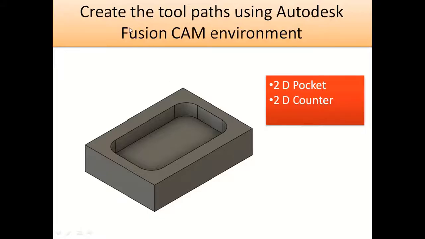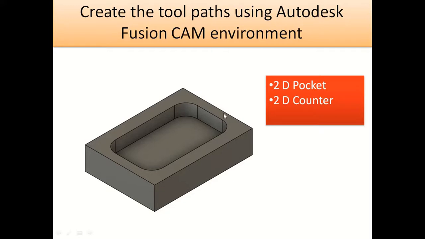So today we are creating the toolpath using Autodesk Fusion 360 in the computer-aided manufacturing environment, 2D pocket and 2D contour. Now we can see the job, that is the internal pocket, and the external, that is a 2D contour, we can create through Fusion 360.